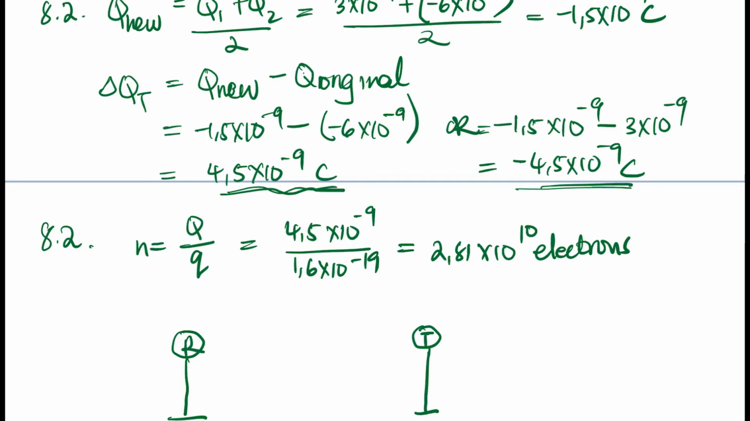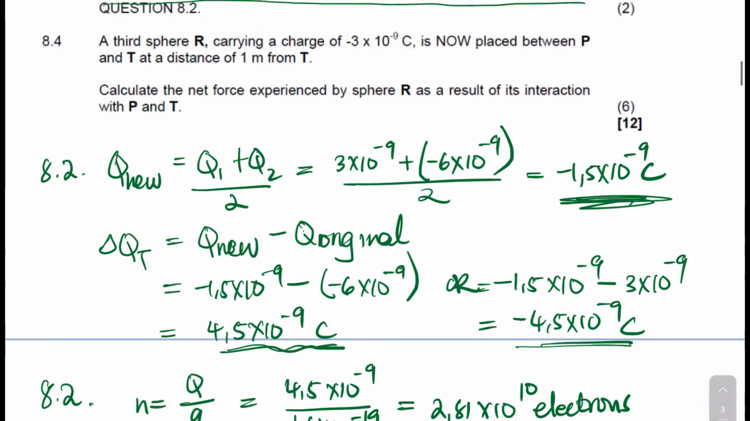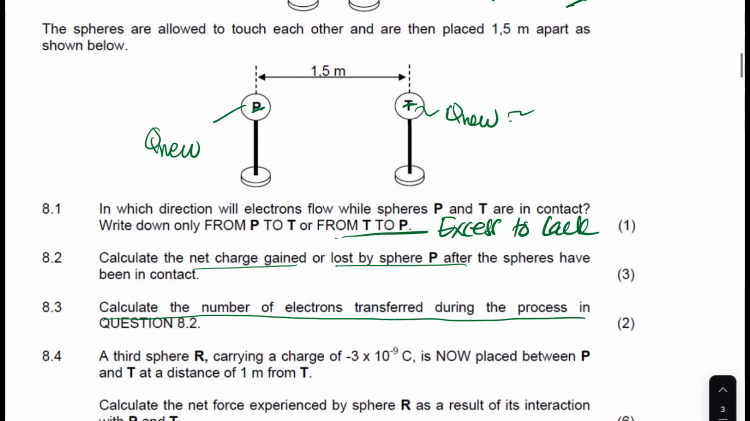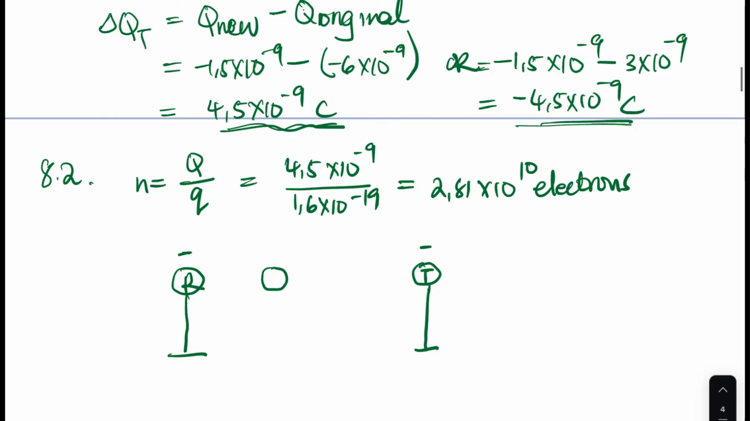Remember guys, they're both negative. They are new now. And then we have charge R now. This is P, guys, it's not R. This is P.